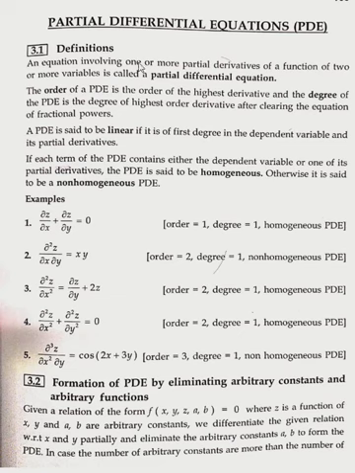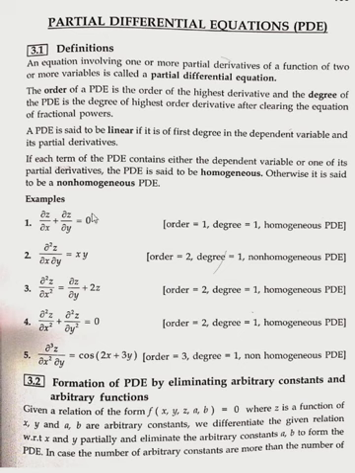An equation involving one or more partial derivatives of a function of two or more variables is called a partial differential equation. For example, this is an equation involving one or more partial derivatives. Here we have two partial derivatives with respect to x and y, that is ∂/∂x and ∂/∂y. These are the two partial derivatives of a function of two or more variables. Here z is a function of two or more variables, that is x and y.